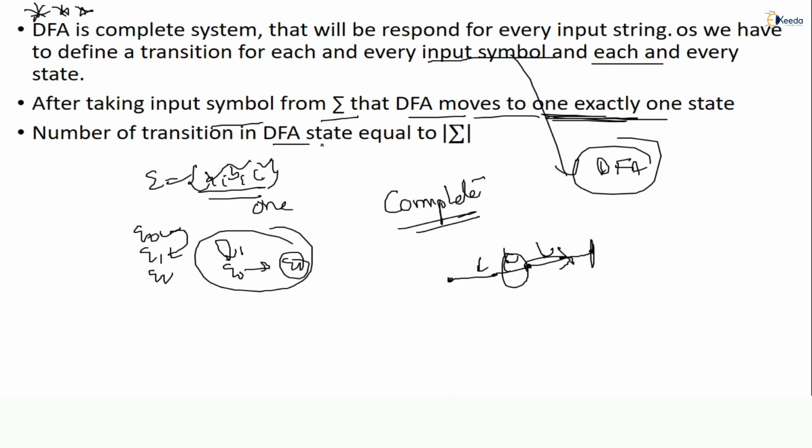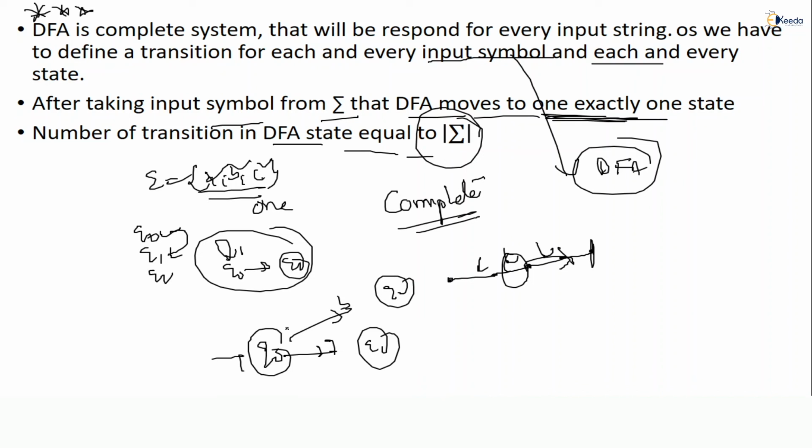The number of transitions at a DFA state is equivalent to what? The number of symbols. Suppose I have taken A, B, C. Now I have to give Q0 on A, suppose Q1, Q0 on B, Q2, Q0 on C, Q3. See, the number of transitions at a DFA state will be how many? The length of the symbols. How many symbols are there? 3. So 3 transitions will be there at each state, that you have to understand. These are the very important points we observe for FA. Thank you.